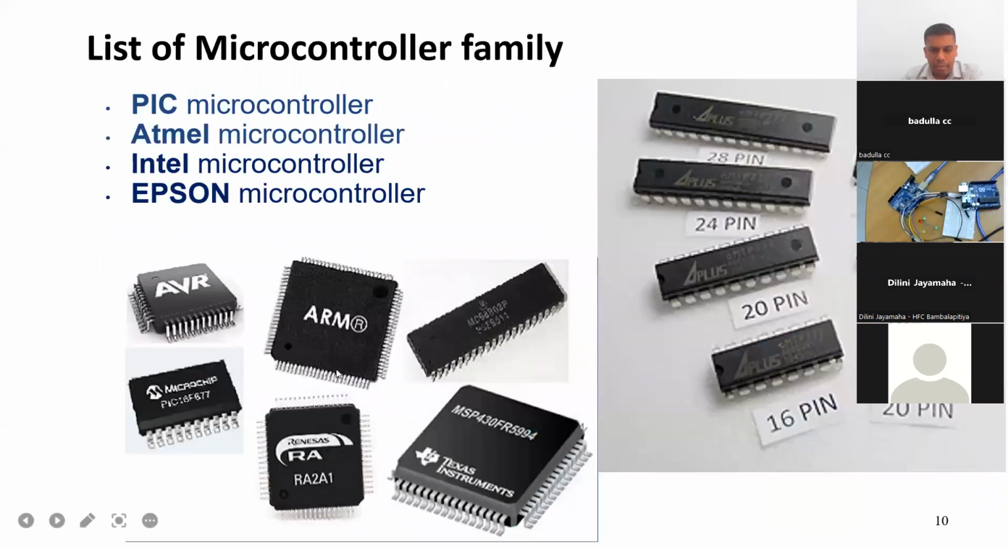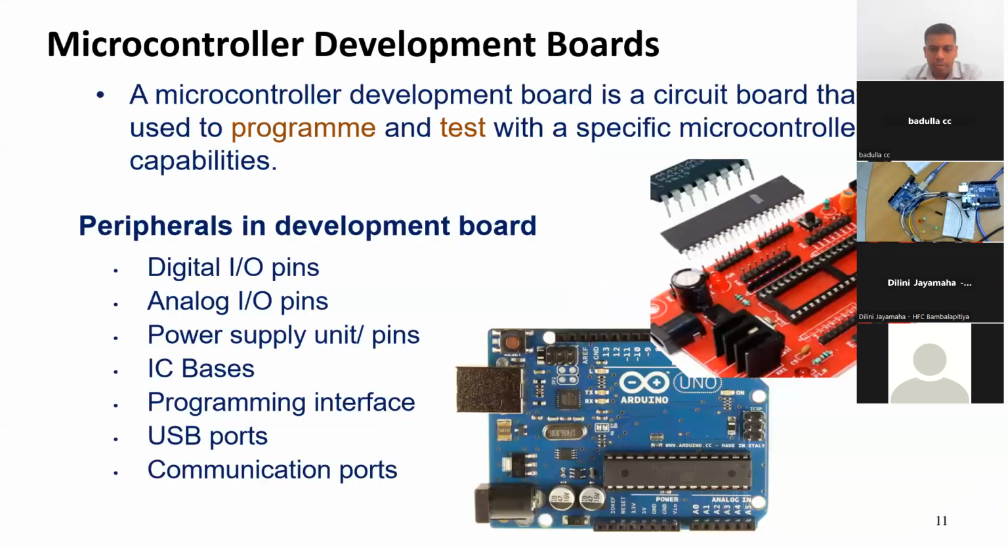When you take a bare microcontroller like this, we can't connect it. So we use a microcontroller board, a development board. It has many options: digital inputs and outputs, analog inputs and outputs, power supply unit, USB support, and some other communication as well. We can use it to communicate through other media too, like Bluetooth or IR. You can connect those kinds of devices there. That's the advantage.